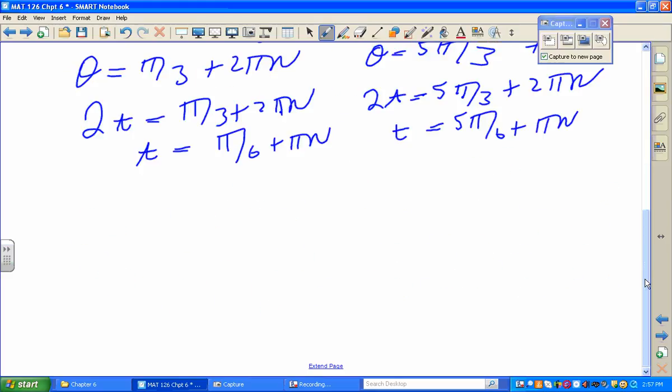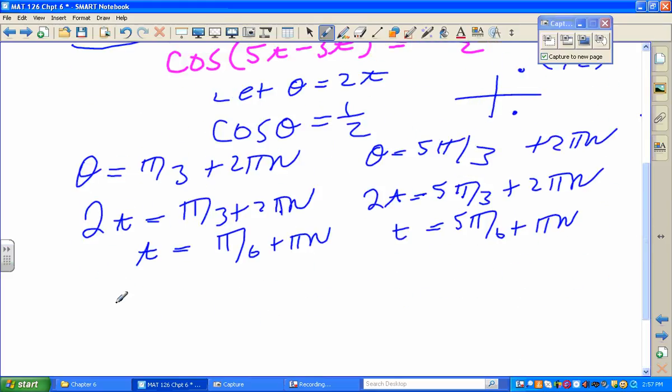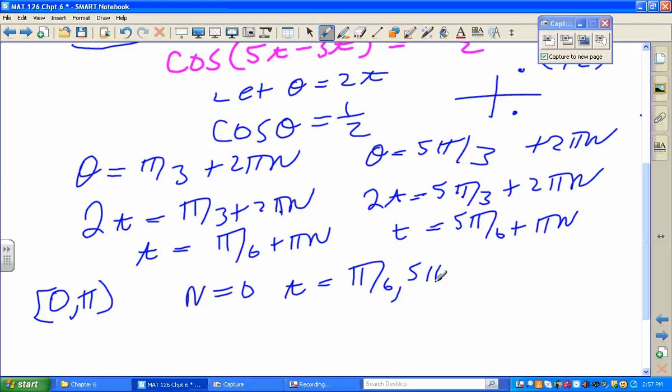Your solutions come from 0 to pi. This is our solutions generator. So when n equals 0, I get what 2 answers? Oh, I'm only going 0 to pi, so I'm done. Yes, thank you.